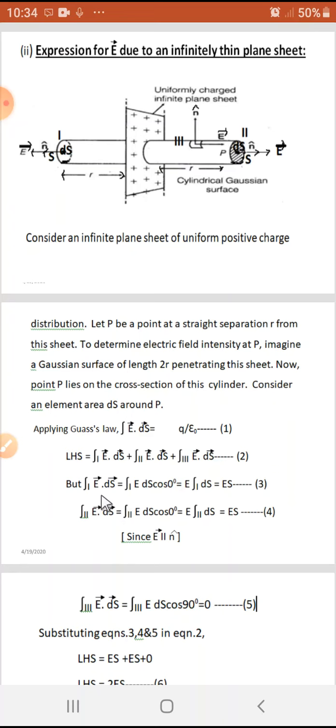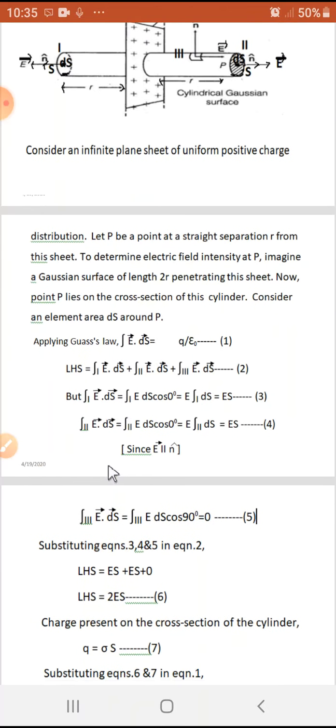Integral over the first surface, vector E dot vector ds, is equal to E ds cos 0, because over the cross section, vector E and n cap, or vector E and vector ds, are acting along the same direction. This cross section also, vector E and vector ds are acting in the same direction. And over the curved surface, vector E is perpendicular to n cap. Vector E is acting towards the right, and the n cap or vector ds is perpendicular to it over the curved surface area.